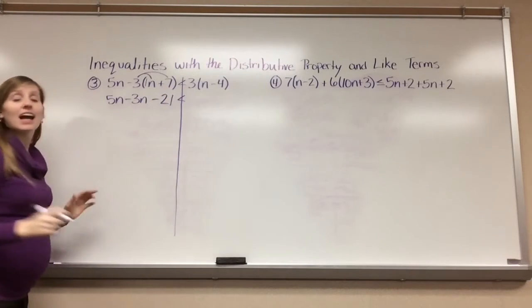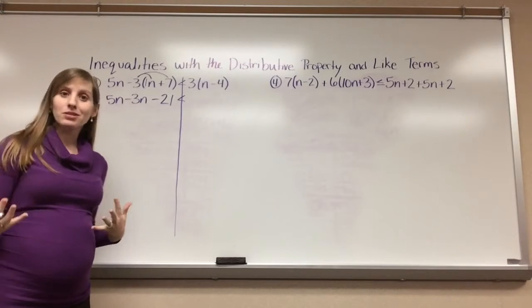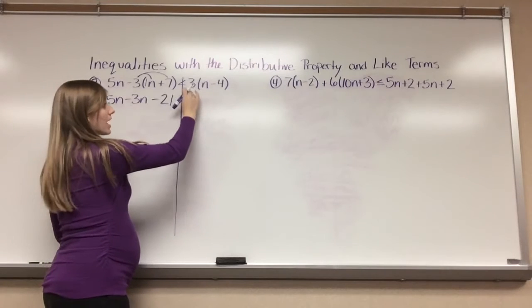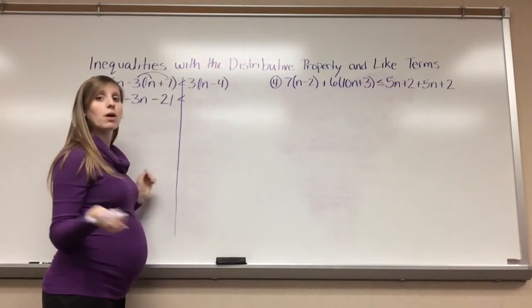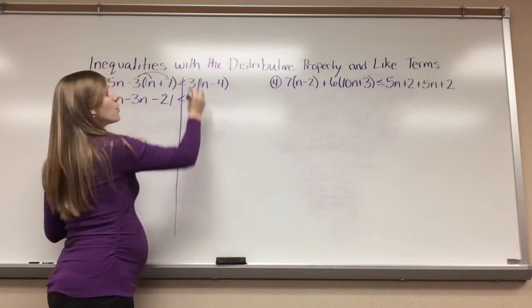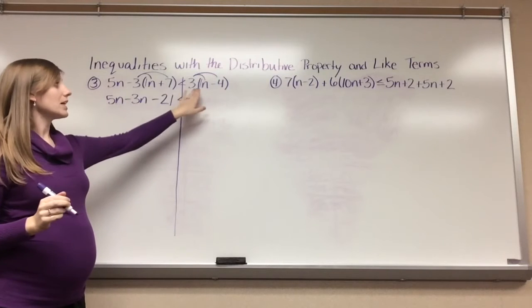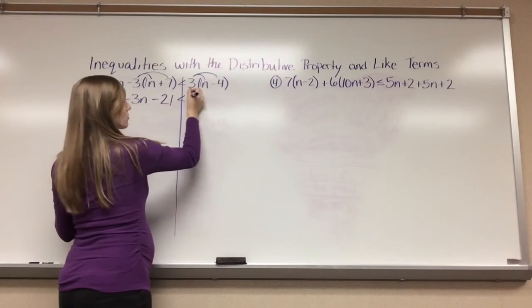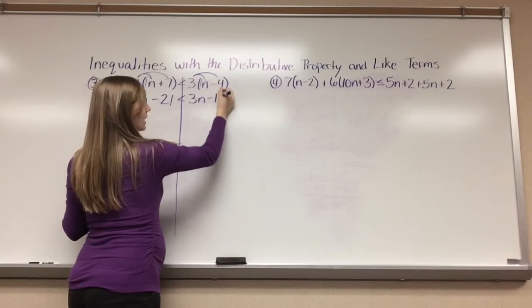On the right-hand side, I also have another set of parentheses, which just means I'm going to multiply again, this time by a positive 3. Now again, this is a 1n. They don't put the 1, but you can go ahead and write it in. Multiply both terms by the positive 3. So 3 times 1n is 3n, and 3 times minus 4 is minus 12.